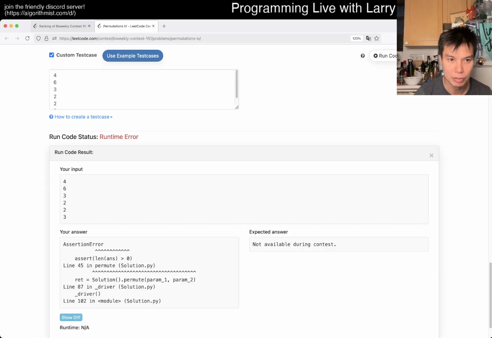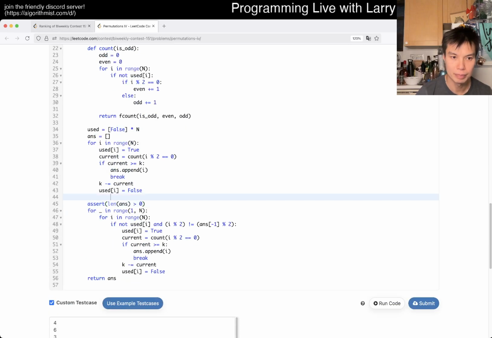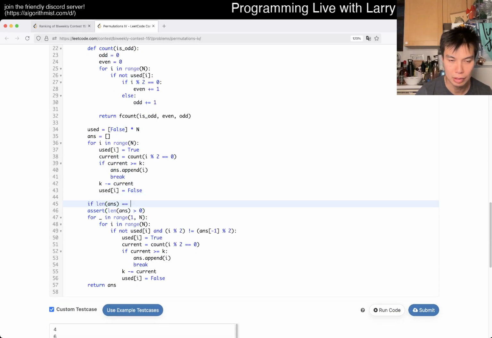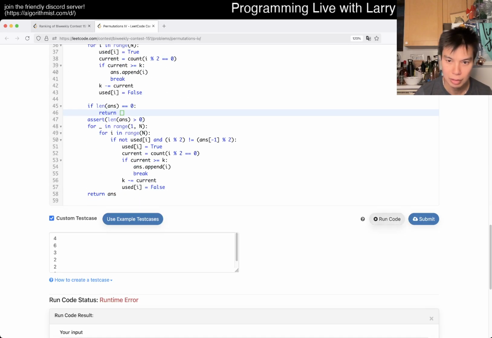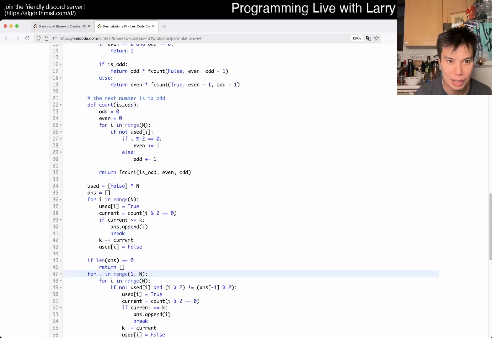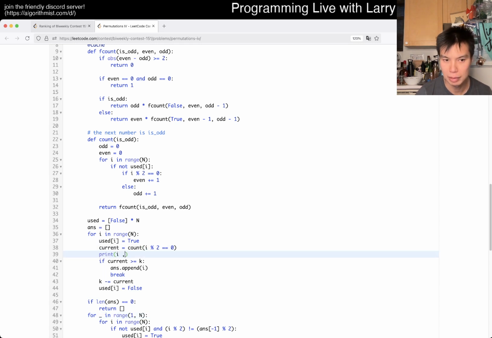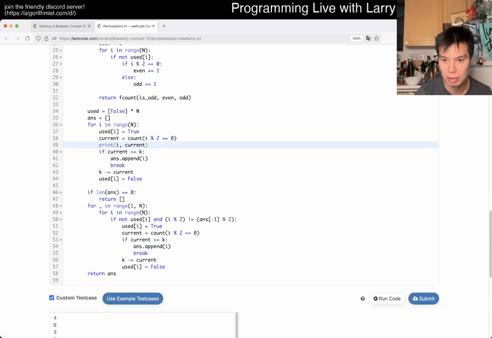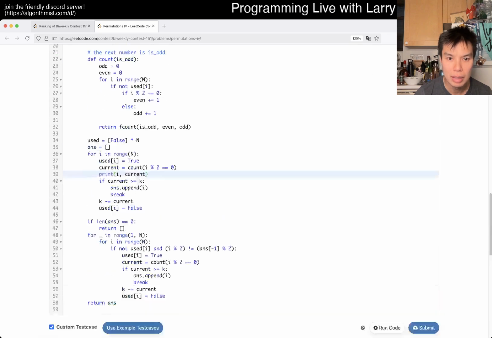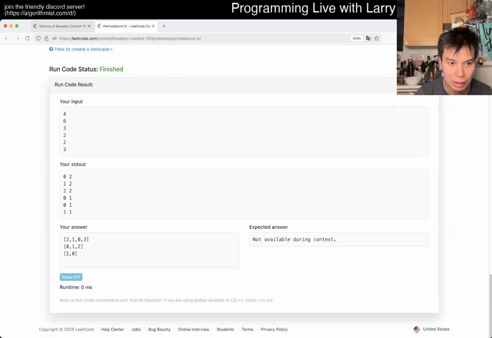Maybe that's the case for the impossible case, actually. Length of n is equal to 0, then we just return. Okay, well, that's not great, but that's okay. Maybe this implementation as well. Did I mess this up? Why is this this way? Okay, copy and paste error, maybe. Okay.